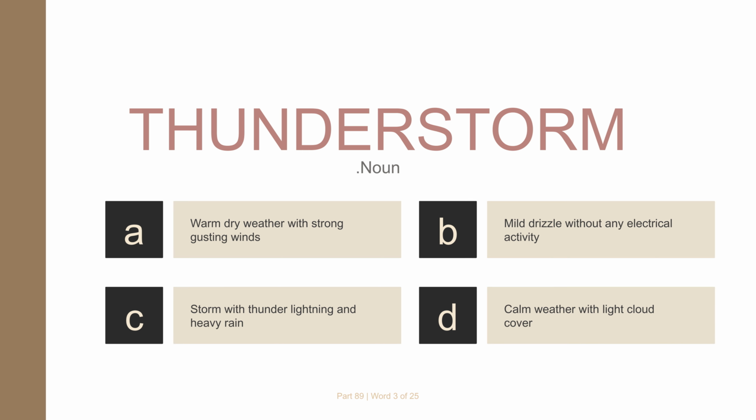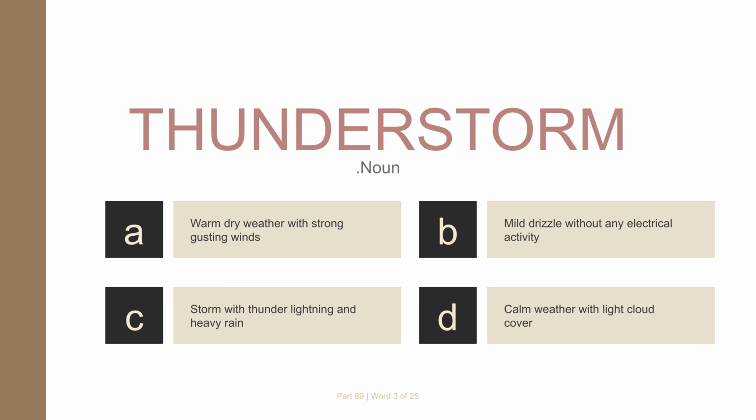Correct answer, option C. The correct meaning of thunderstorm is storm with thunder, lightning, and heavy rain. Example: the outdoor health fair was moved indoors after a thunderstorm warning was issued for the region that afternoon. Question 4. What is the meaning of precedent?